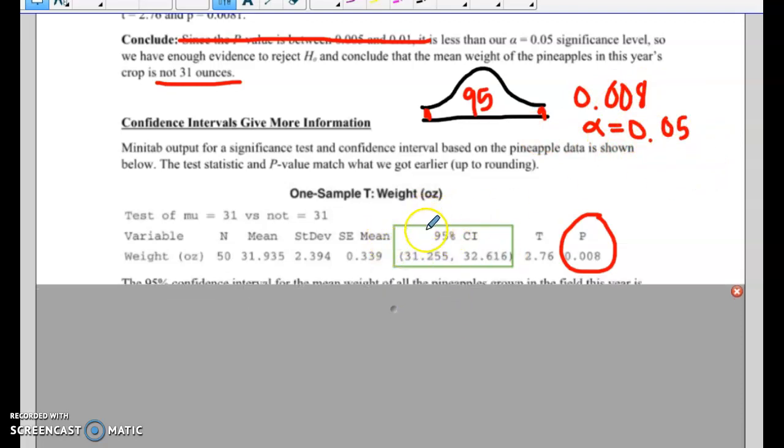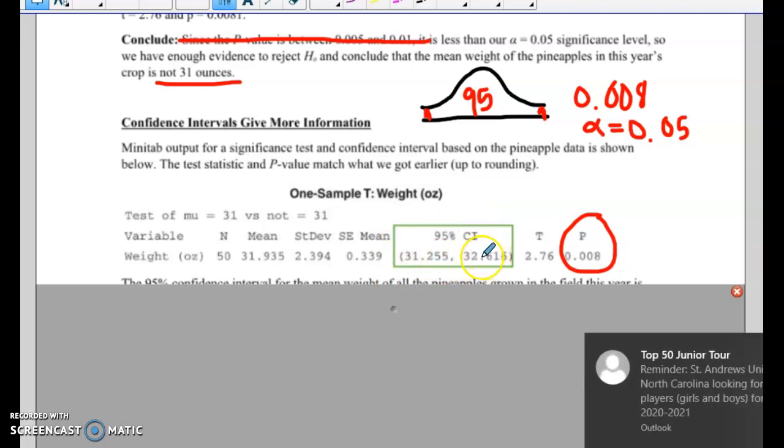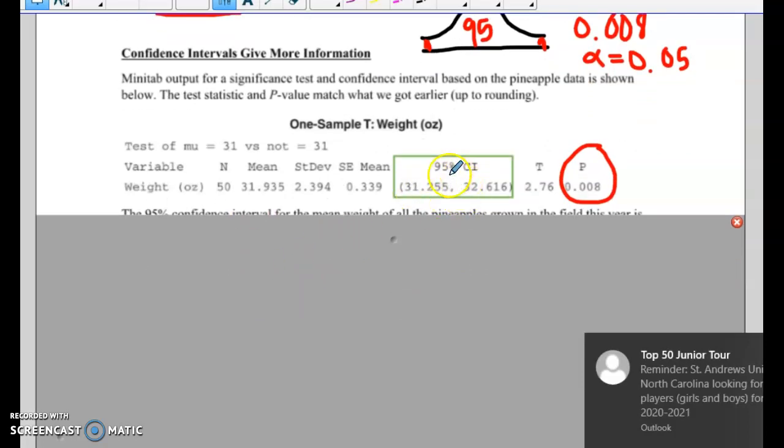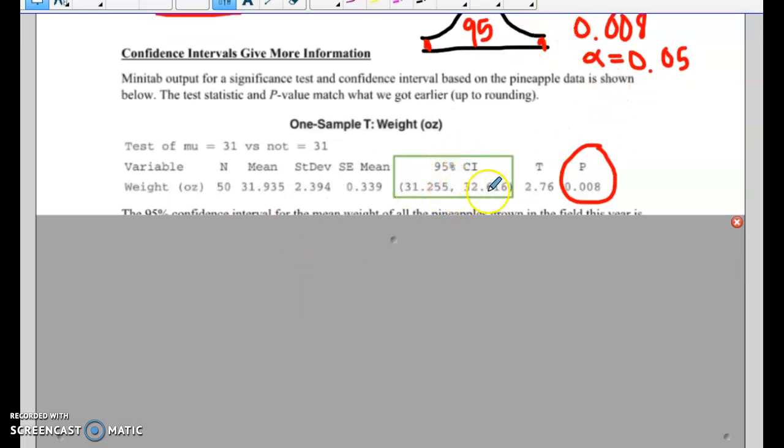How we'd conclude, as in the last chapter, is that we're 95% confident that the true mean weight of these pineapples in this large field is between 31.255 ounces and 32.616 ounces. Based on this confidence interval, it's showing that the irrigation system has increased the weight. Because remember, the null hypothesis was 31 ounces. 31, somewhere over here, was less. So these pineapples are bigger.